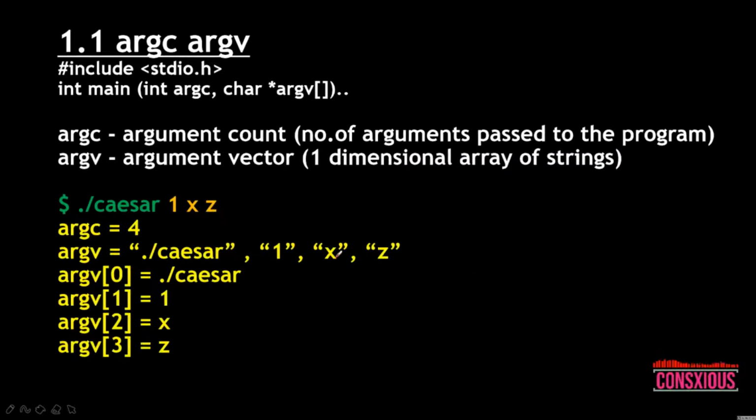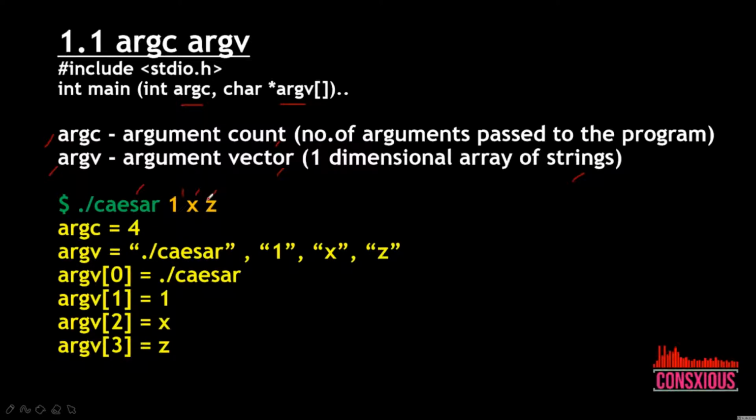Before we go inside the solutions, we have to understand what argc and argv are. We will see these two terms very frequently in these solutions. Argc means argument count. It means the number of arguments passed to the program. Argv means argument vector, which is a one-dimensional array of strings. As an example here, we can see that there are 4 argc. So 1, 2, 3, 4.